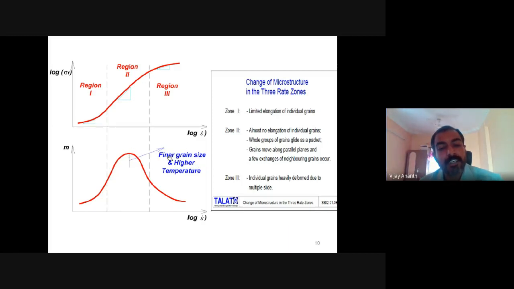So here we are having the maximum m value at higher temperature as well as fine grain size materials. The last region is automatically the failure region, right? So at last this component is going to fail, the grains will be breaking. But here the grains are moving one over another. Grain boundary sliding can be obtained in this region, as well as exchange of grains also takes place in this second region.